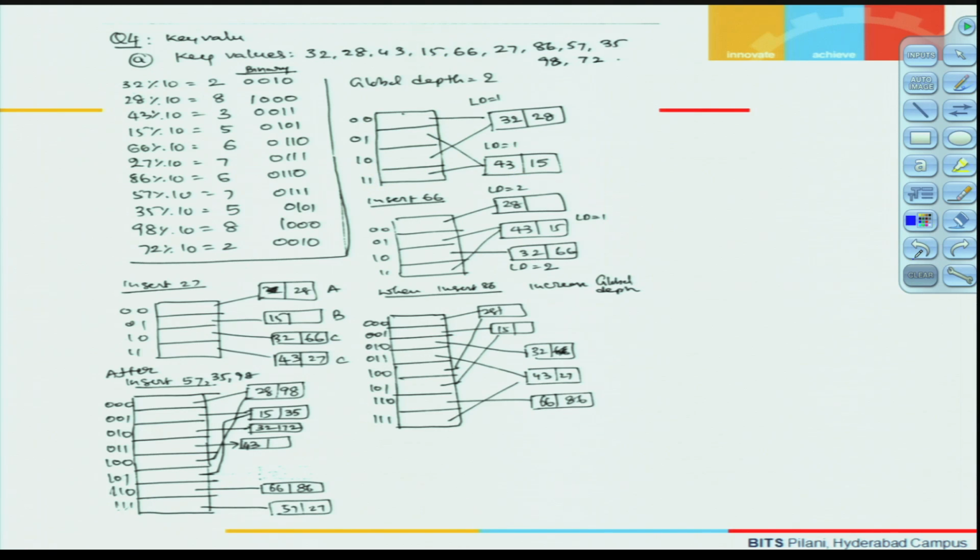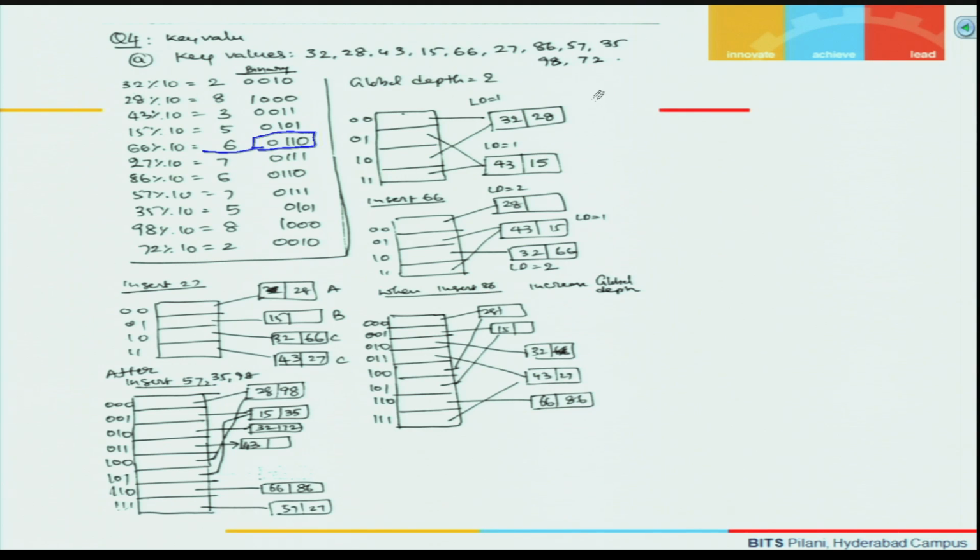Now I try to insert a record with the key value 66 mod 10, which is equal to 6, and in binary representation, if I take the last 2 bits, it is 10. That takes me to this location, but it is already full. So what can I do? Because the bucket can accommodate only 2 records, I cannot put the record 66 there. Then I need to expand.